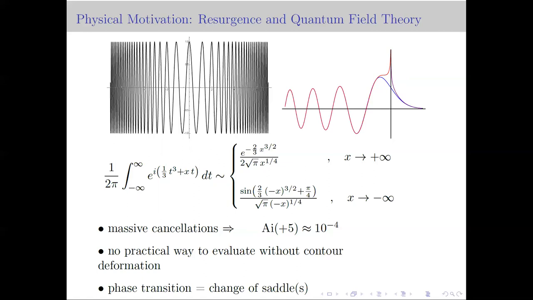And as x crosses from positive to negative, there's a genuine phase transition called a Stokes transition, where there's a change of dominant saddle, and that completely changes the behavior of this, let's call it a partition function or path integral, this simple one-dimensional integral. Okay, so this, I think, is a familiar example to physicists from optics or quantum mechanics. And I want to build on these ideas up to the level of doing this in infinite dimensions or path integrals.